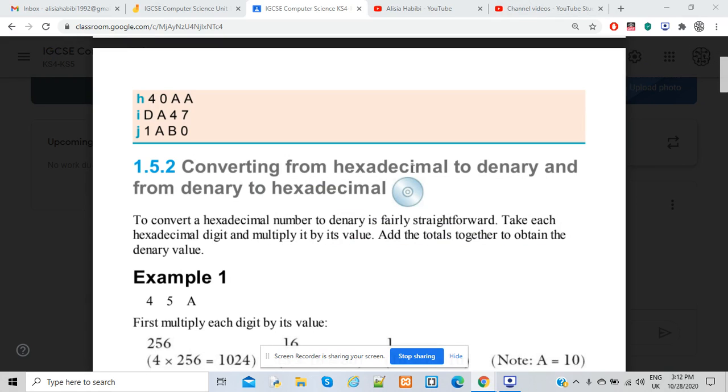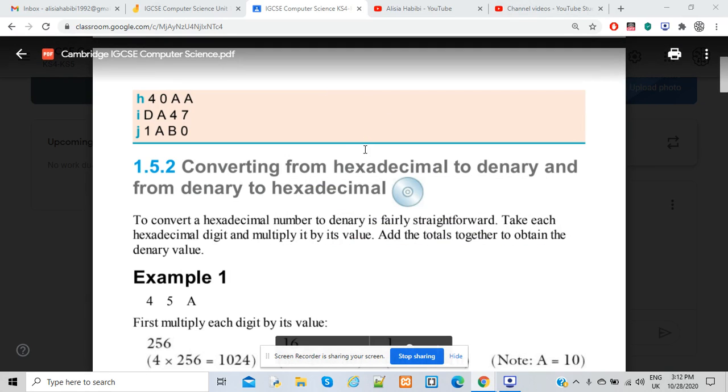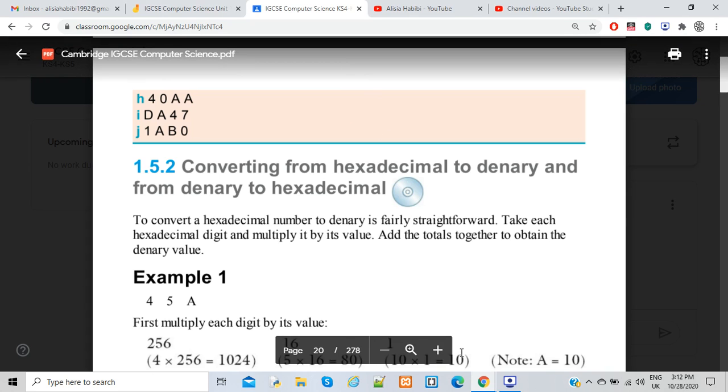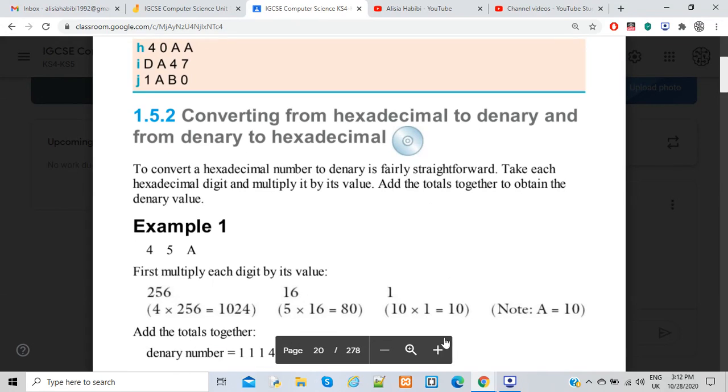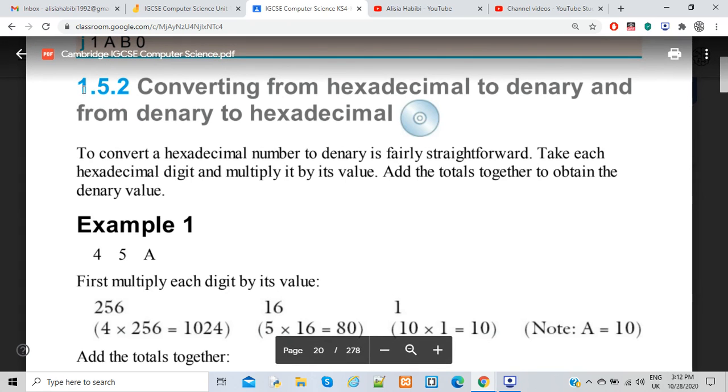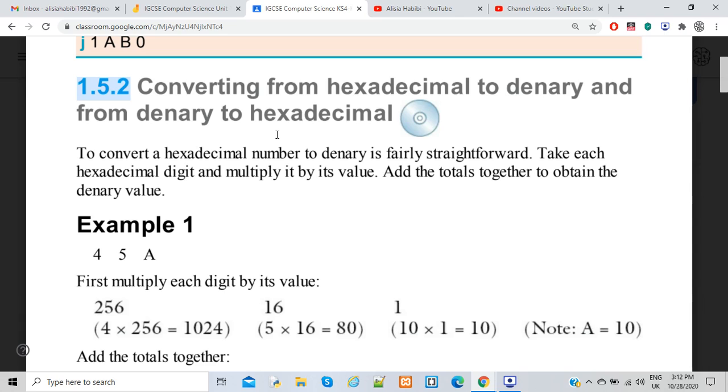This video tutorial follows the previous video tutorial that I recorded, where we looked at how to convert binary into hexadecimal and hexadecimal into binary. In this video tutorial, guys, we're just going to be looking at how to convert hexadecimal to denary and denary to hexadecimal. So I'm on unit 1.5.2, sorry, and that's going to be found again in the IGCSE Computer Science textbook.